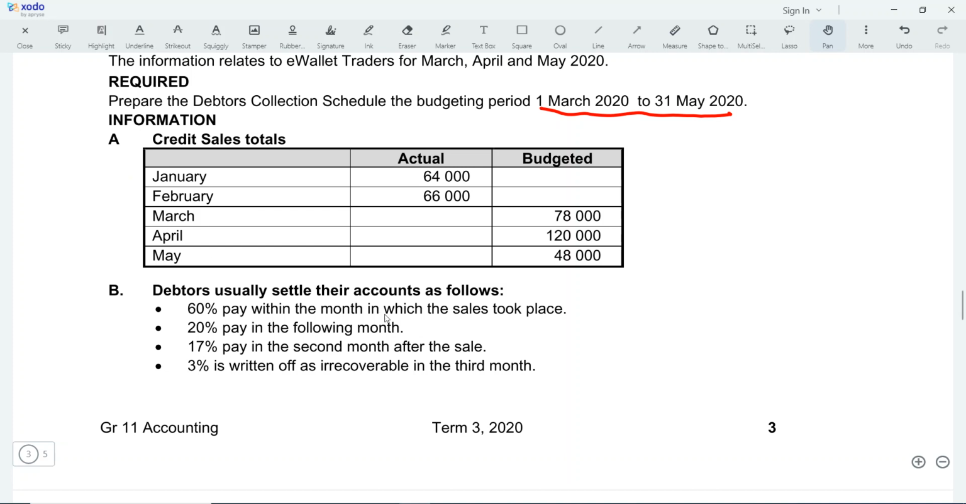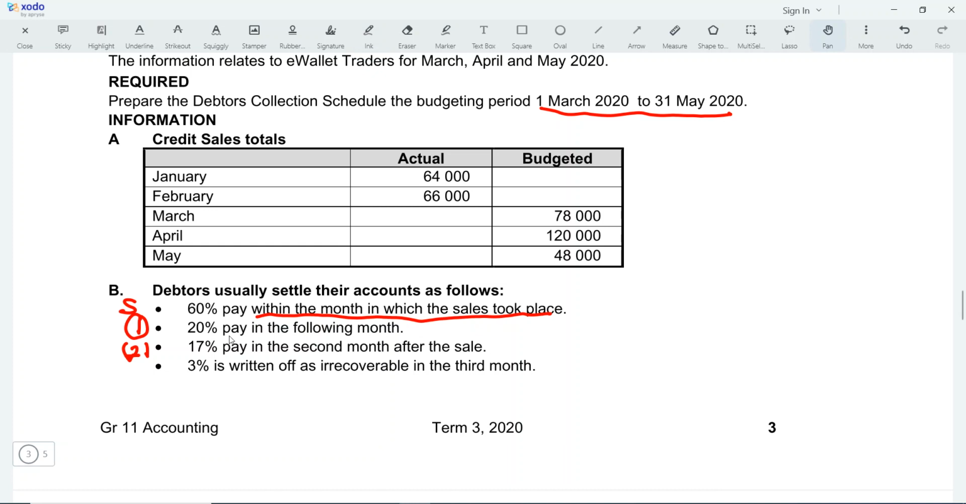60% of the debtors pay within the month in which the sale took place, meaning that 60% of our debtors will pay in the same month that they purchased on credit. So they will pay within 30 days. So it's the same month. And then they're saying that 20% of the debtors will pay in the month following, meaning in the month after the month of sale, and this will be your month number 1. And the second part, they are saying that 17% pay in the second month after sale, meaning that they are paying in the end month. So you need to be able to write this properly.